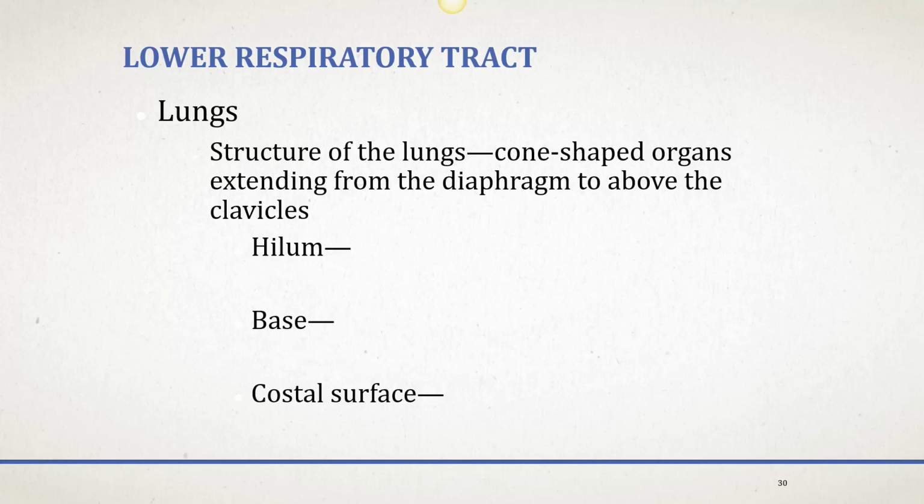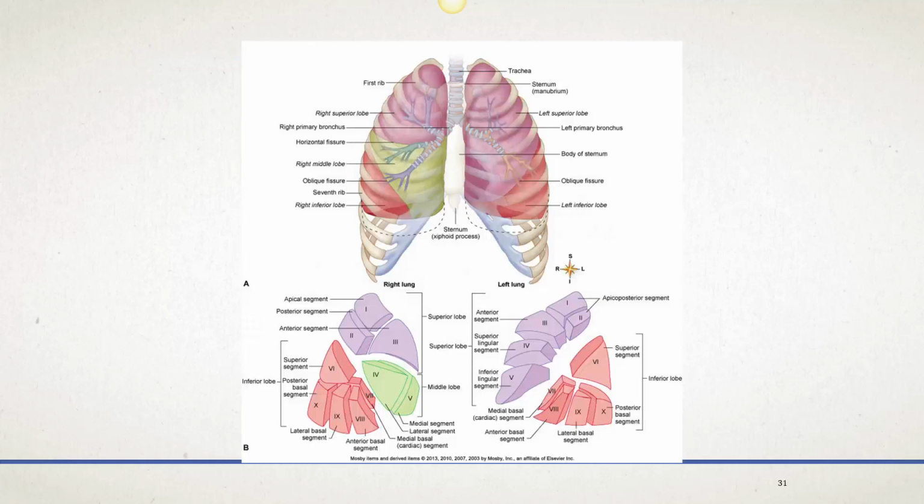We have two lungs. The lungs are cone-shaped organs, and they extend from the diaphragm to above the clavicles. The hilum is talking about the entry point for the bronchi. So that's the center or the medial aspect of the lung, and that's where the bronchi enter. The base of the lung sits on the diaphragm, and the costal surface is up against the rib cage. So here you can see the hilum is where the bronchi enter. The base is the bottom of each lung, and that's what sits on the diaphragm. And then the costal surface is up against the rib cage.